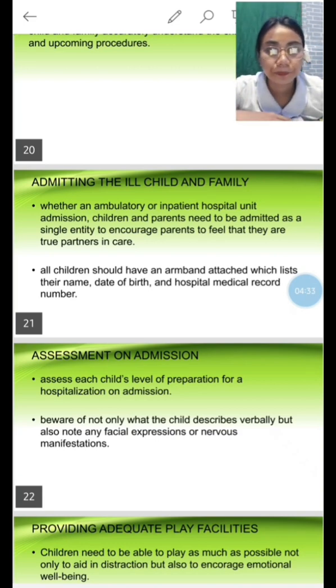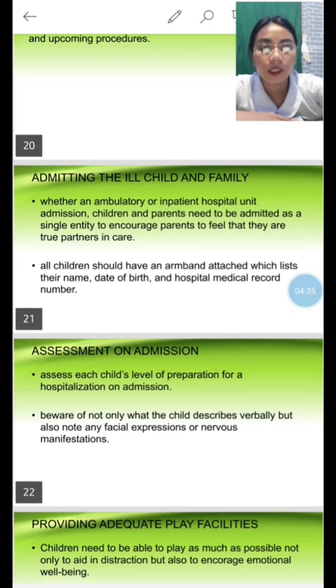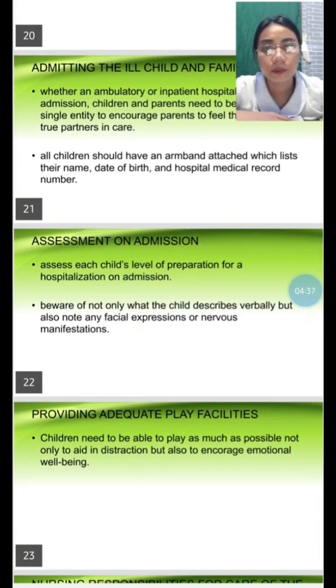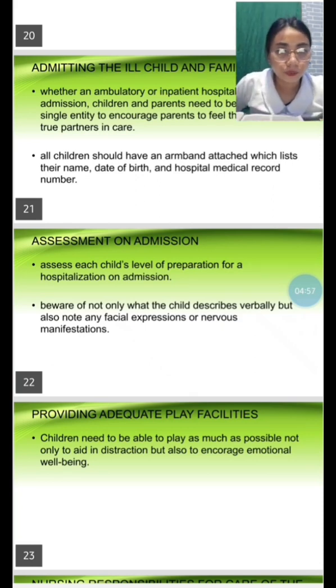And then next is assessment on admission. So, assess each child's level of preparation for a hospitalization on admission. Also, be aware of not only what the child describes verbally, but also note any facial expressions or nervous manifestations.